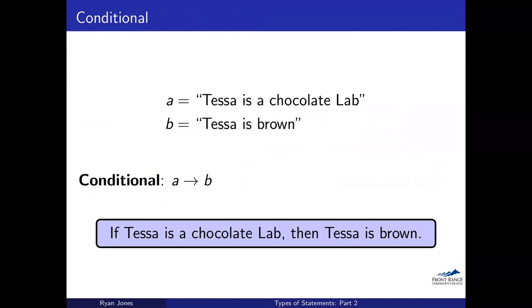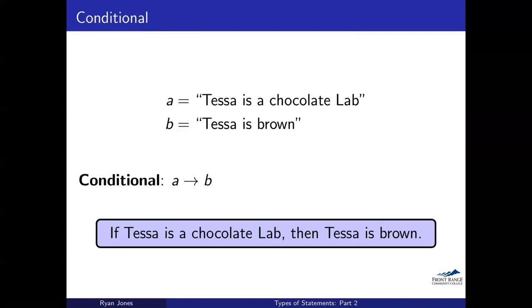If Tessa is a chocolate lab, then Tessa is in fact brown. We know that for sure. Now, let me be clear. I don't actually know this dog, Tessa. I don't actually know if Tessa is a chocolate lab or not. I don't know if Tessa is brown or not. But I do know that if Tessa happens to be a chocolate lab, then she will be brown.